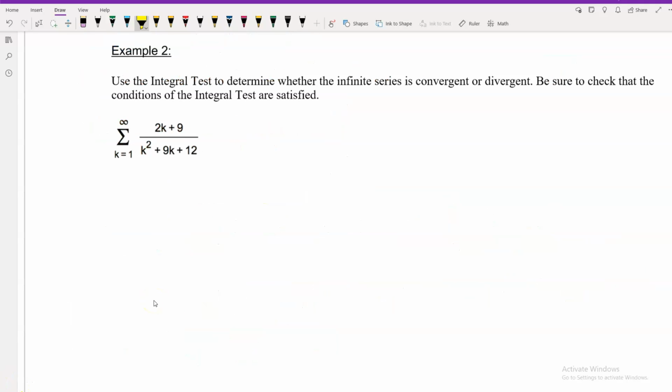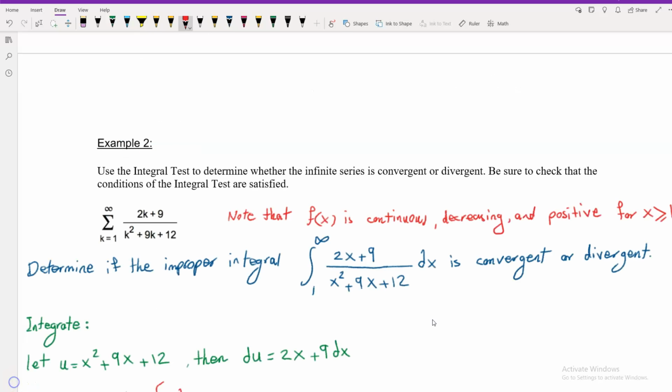Example 2: use the integral test to determine whether the infinite series is convergent or divergent. Be sure to check that the conditions of the integral test are satisfied. The series is the sum of 2k plus 9 divided by k squared plus 9k plus 12, k from 1 to infinity. So f of x is continuous, decreasing, and positive for x greater than or equal to 1. Now determine if the improper integral of 2x plus 9 divided by x squared plus 9x plus 12 dx, from 1 to infinity, is convergent or divergent.